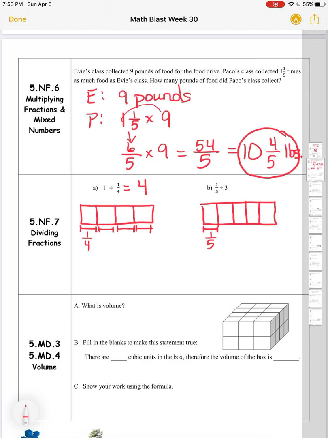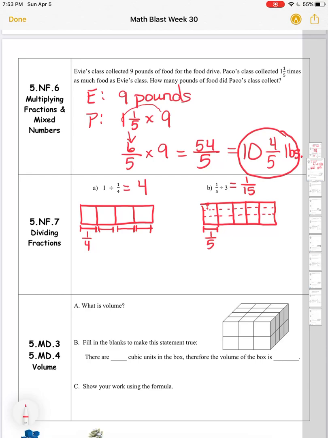So I'm going to break that into 3 groups. And I'm going to put some dotted lines horizontally here to show that I'm breaking my 5th into 3 equal groups. And so now my question is, what's the size of one of these groups here? And I can see that that would be 1/15 of the entire diagram there. So 1/5 divided by 3 is equal to 1/15.